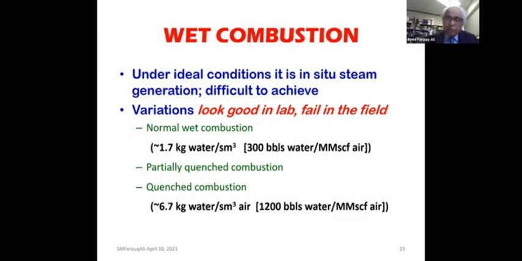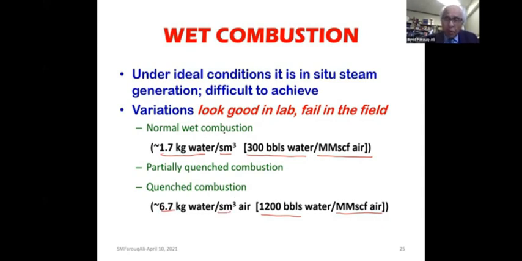So the idea is this, that you may be able to inject a certain amount of water with the air. How much water? Here are two limits. A typical one will be 300 barrels of water for 1 million cubic feet of air, or 1.7 kilograms of water per cubic meter of air. The other limit will be 1,200 barrels of water per million cubic feet of air, which will be about 6.7 kilograms per cubic meter. So what happens then?